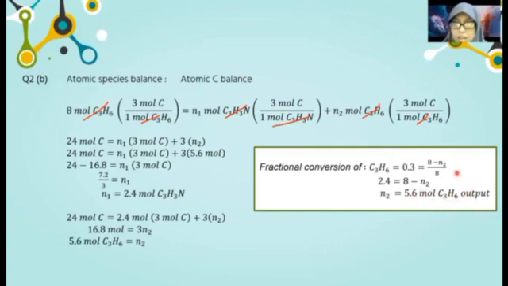C3H6 bagi nilai output. So nilai yang kita dah dapat ni, kita boleh masukkan di dalam equation yang kita dah potong ni. Kita kira, lepas tu kita tulis seperti equation ni di mana dia akan dapat 24 mol C sama dengan N1 3 mol C tambah 3 N2. So nilai N2 kita dah dapat tu kita boleh masukkan di dalam equation ni. So kita akan dapat equation dia seperti 24 mol C sama dengan N1 3 mol C tambah dengan 3 darab 5.6 mol. So kita calculate macam biasa dan N1 kita akan dapat 2.4 mol bagi C3H3N.